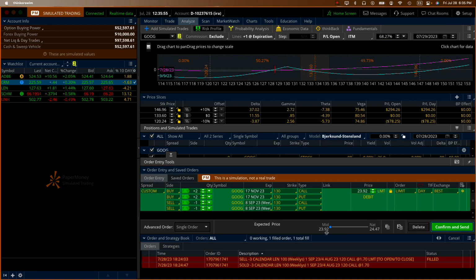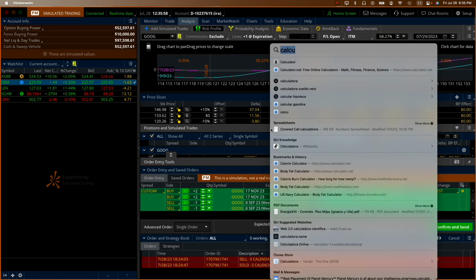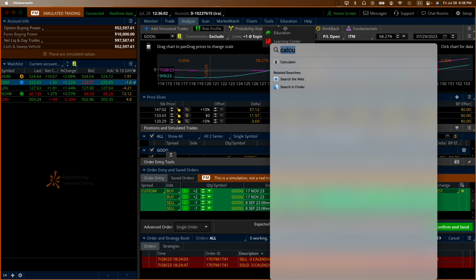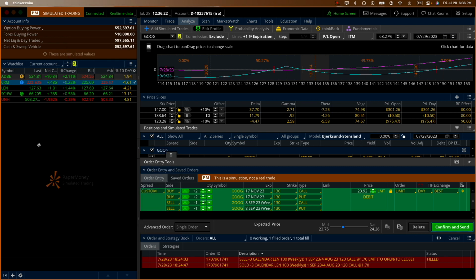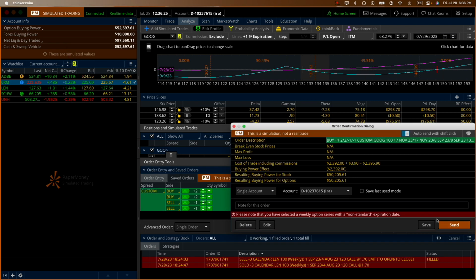Create duplicate order, and here is the difference. So we'll get the calculator again. And 24.46 minus 23.92 divided by 23.92 times 100, that's less than 3%. So it's perfect. Fluid enough, liquid enough. Let's enter this trade, confirm and send, and then what should our trade be?